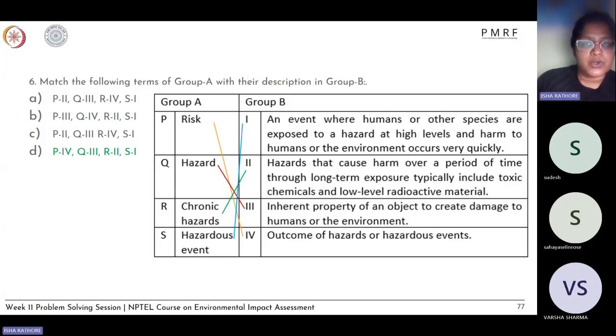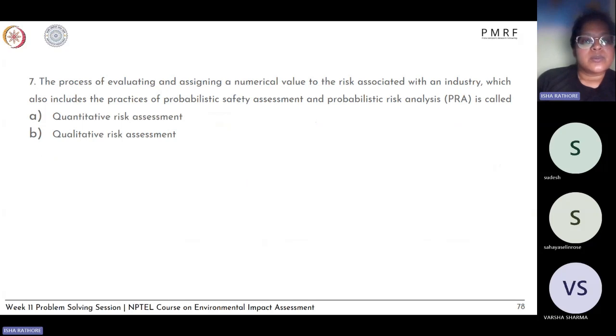Okay, so moving on to the next question. The process of evaluating and assigning a numerical value to the risk associated with an industry, which also includes the practices of probabilistic safety assessment and probabilistic risk assessment, risk analysis, PRA, is called A, quantitative risk assessment, or B, qualitative risk assessment. Okay, we have one answer A. We have another answer A. So A is the correct answer.